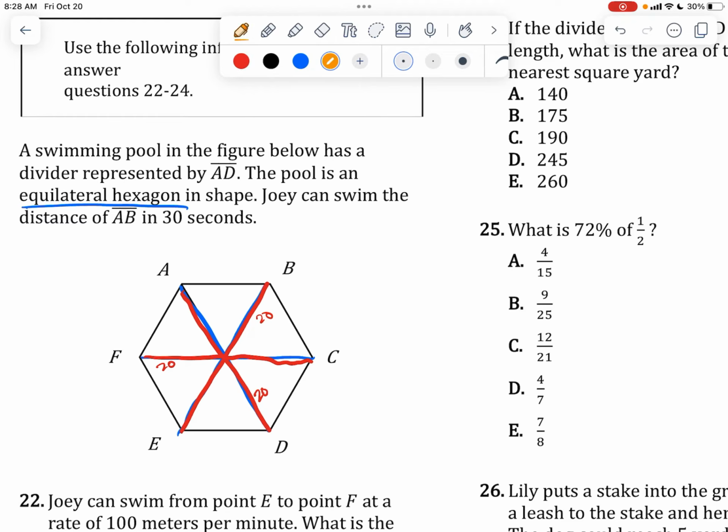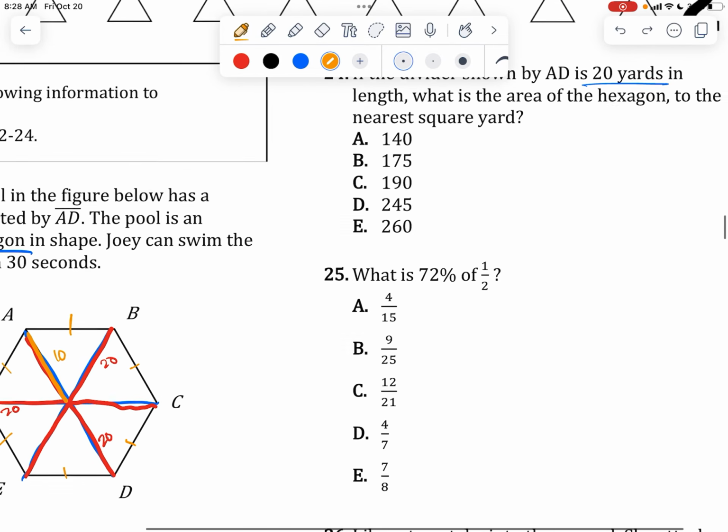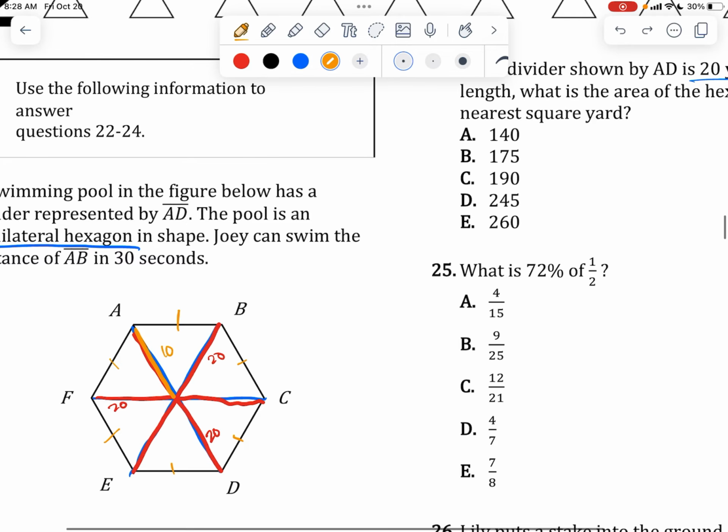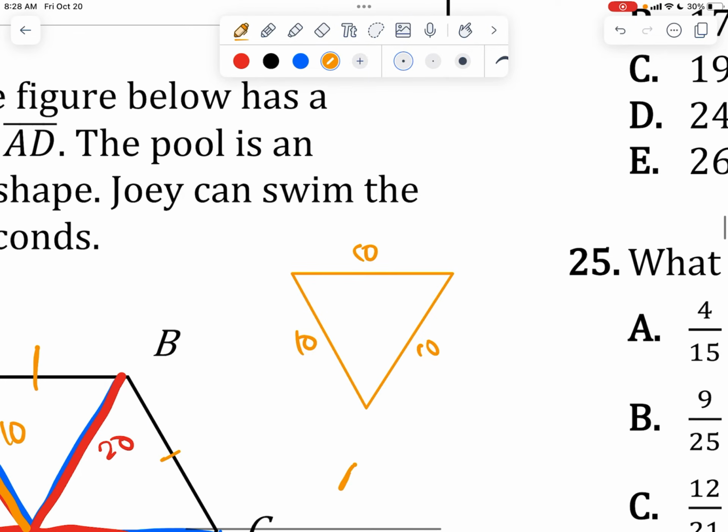And if I just look at half of it, since it's an equilateral hexagon, that means all the side lengths are the same. That means all the angles are the same. That means half of each of these is just going to be 10. 10, 10, 10, everywhere. So for the area to the nearest square yard, we can just break this up into 6 equilateral little triangles. If I know 10, 10, 10, and I know that the area of a triangle is equal to half base times height, let's just do base times height.